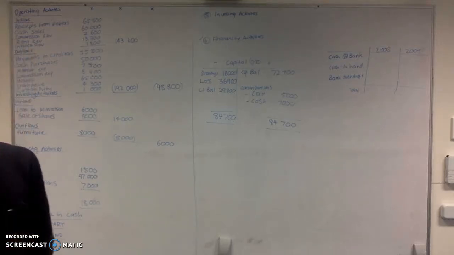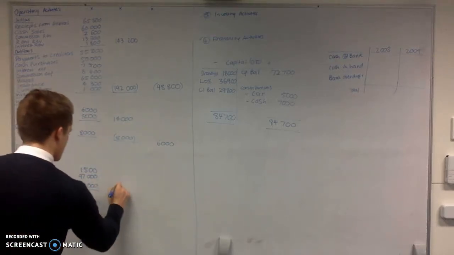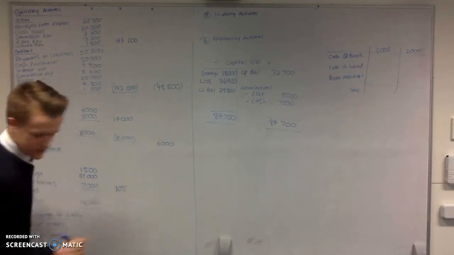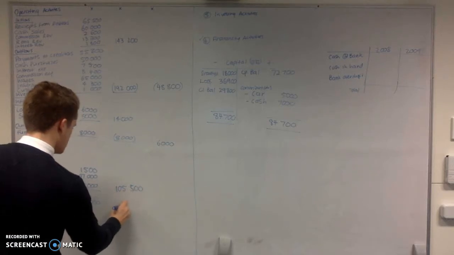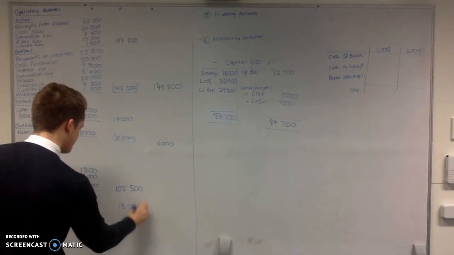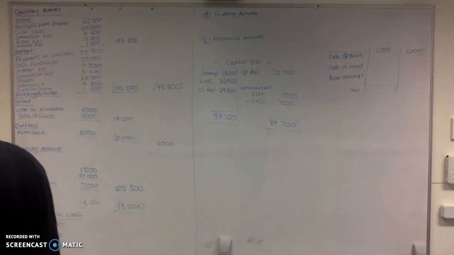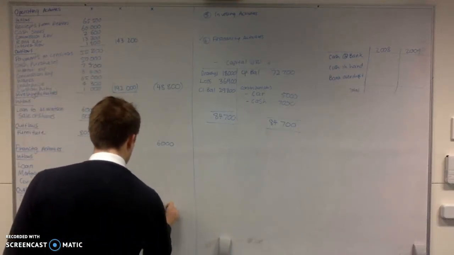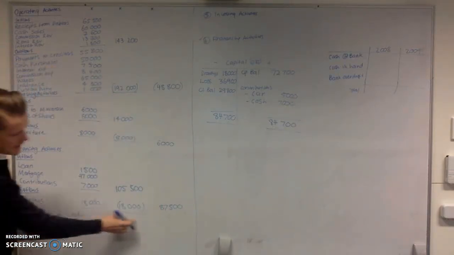All right? We have now to tally up. All right? So total inflows for the period are 105,800, 500 rather. Total outflows are 18,000, leaving us with a net cash flow for financing activities of 87,500. Okay, positive.